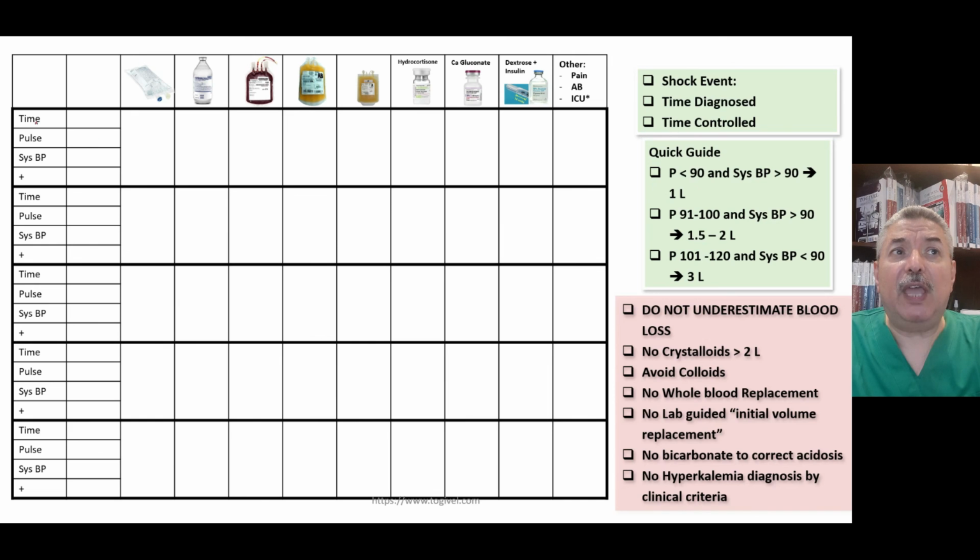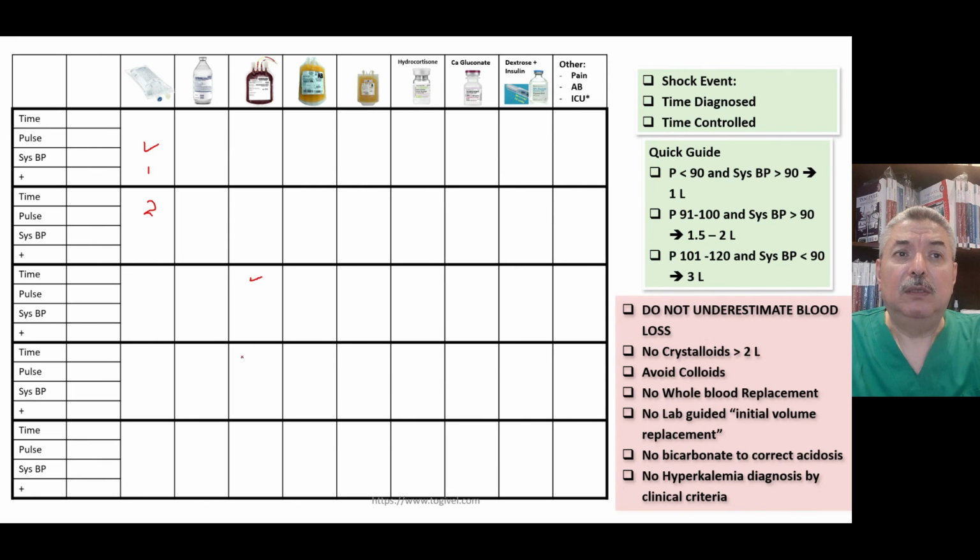Here you have every set of observations. You have the time, you have the pulse, you have the systolic blood pressure, and there is an add mark here. Plus, if you did potassium, you write the potassium level. If you did ionized calcium, you write the ionized calcium level, and so on. And then at each time, what did you do? Here I gave the crystalloids, I gave 1 unit, and then I gave a second unit here, and then blood came, so I started to give packed RBCs.